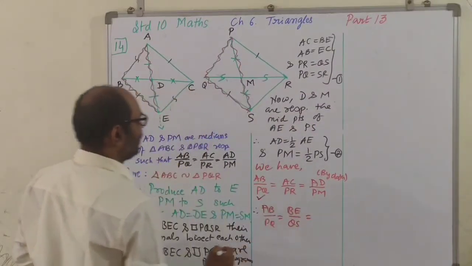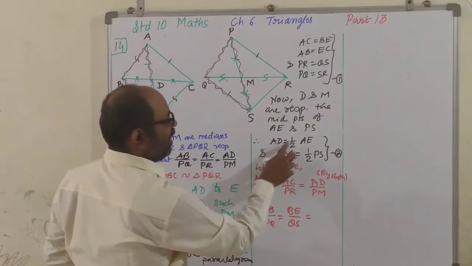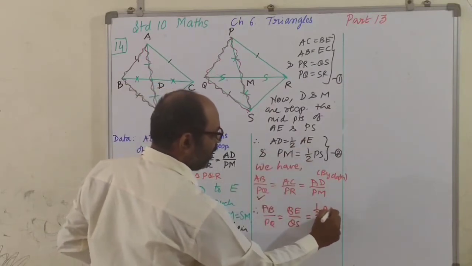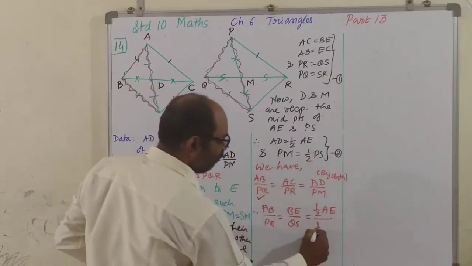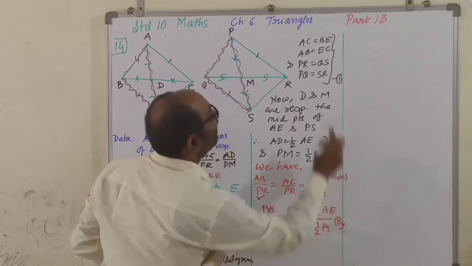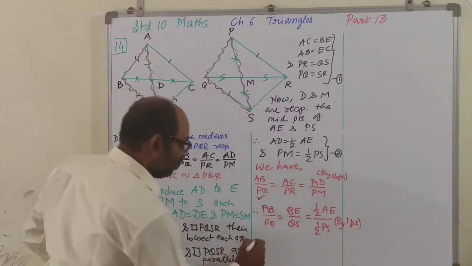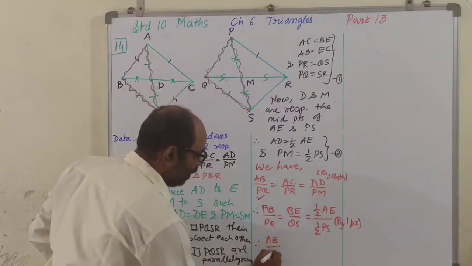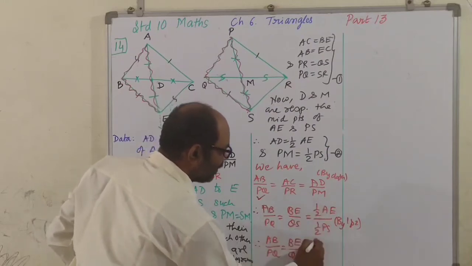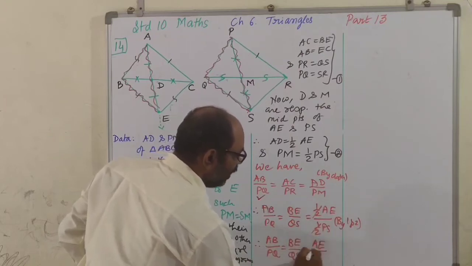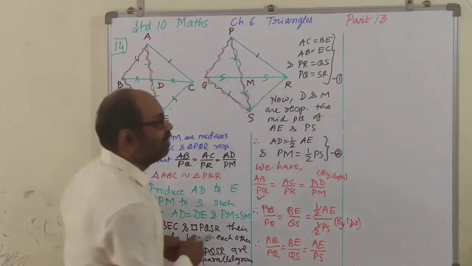And this is very interesting, AD पूरा serpentine नहीं है, AE करना है. So AD is half of AE, half of AE. And नीचे PM is half of PS, by 1 and 2, by 1 and 2. Okay, so therefore AB upon PQ is equal to BE upon QS is equal to half of, cancel, ये cancel हो गया, so AE upon PS. So ये जो serpentine triangles हैं, they are similar.